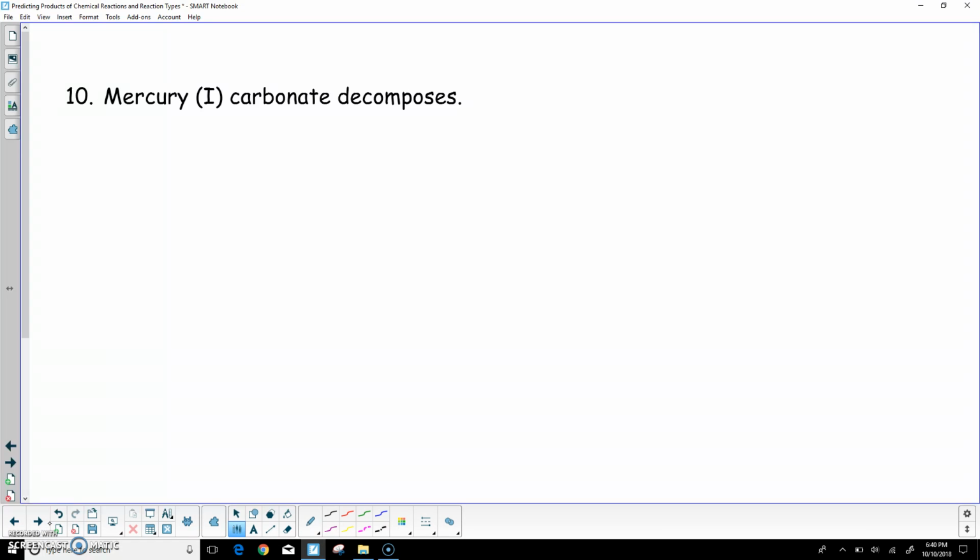Mercury 1 carbonate decomposes. So once again, we know this is a decomp. Mercury 1 tells me Mercury's charge is 1 plus. Carbonate is CO3 and it's 2 minus, so the 2 goes here. So there's my Mercury 1 carbonate. Carbonates break down into metallic oxides and carbon dioxide. And so I'm going to put the CO2 here. And then my metallic oxide, well, that's going to be mercury and oxygen. The oxidation state of the charge of mercury is not going to change. And so this one's already balanced.